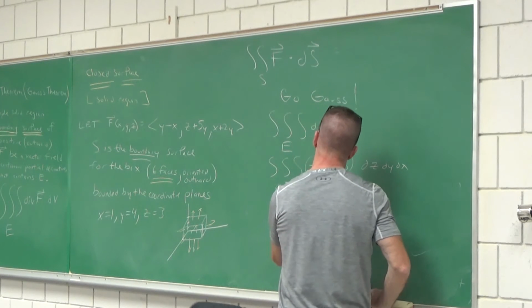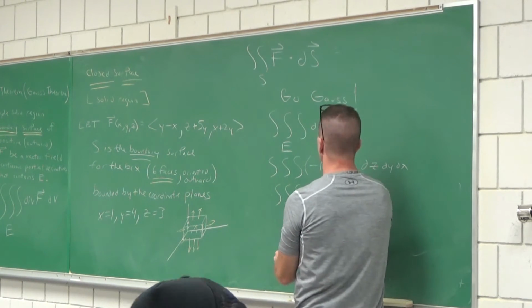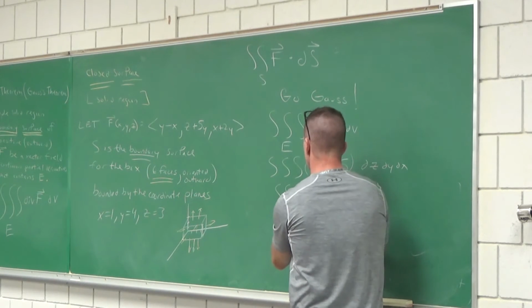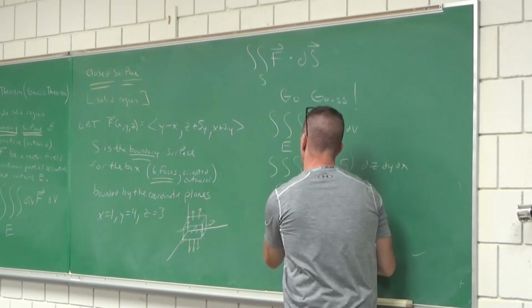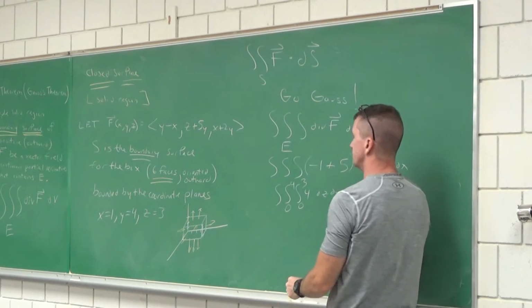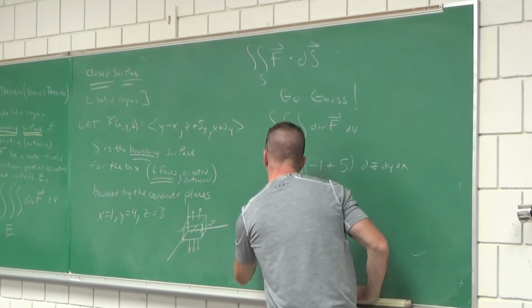Cool. I'm going to label these. Z went from 0 to 3. The y went from 0 to 4. The x went from 0 to 1. If you want to put that 4 out in front, you can.